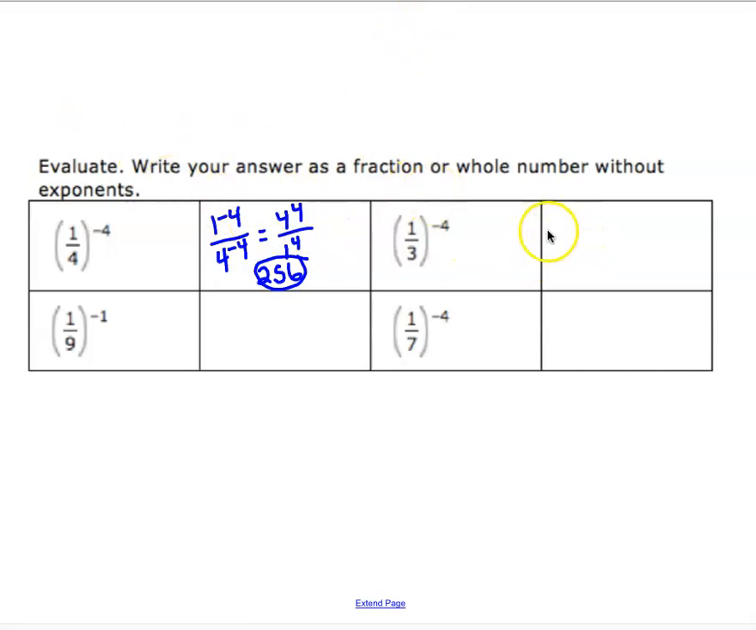Same with the next example. So I'm going to apply the -1 to both the numerator and the denominator, and then I'm going to reverse the order so they become positive. And 9 to the first power is 9 over 1 to the first power is 1, so the answer is just 9. Take a minute and see if you can figure out the last two examples. Hopefully when you evaluated these fractions with negative exponents, fractional bases, you got 81 for a third to the negative fourth, and for a seventh to the negative fourth, you got 2,401.